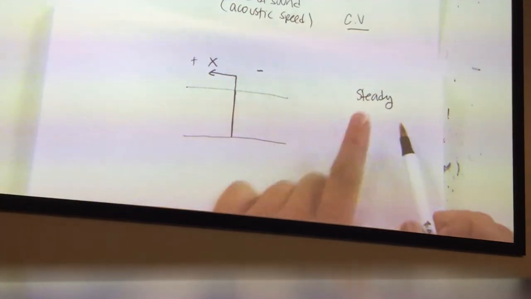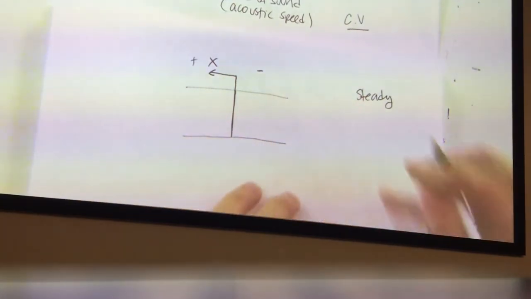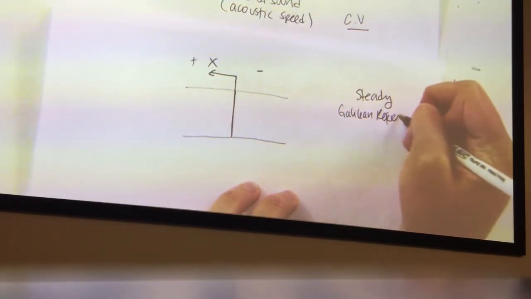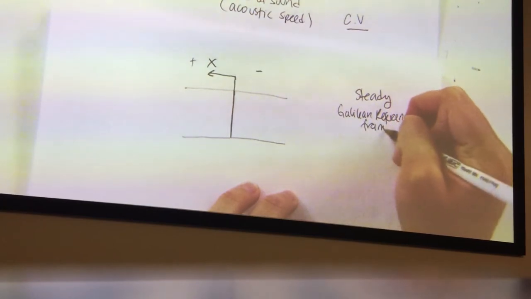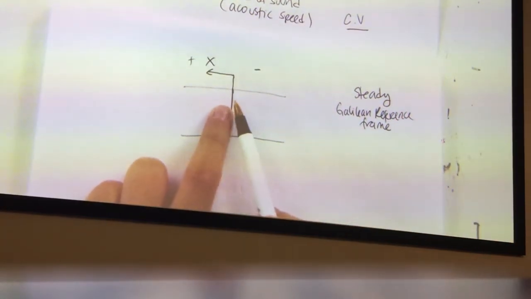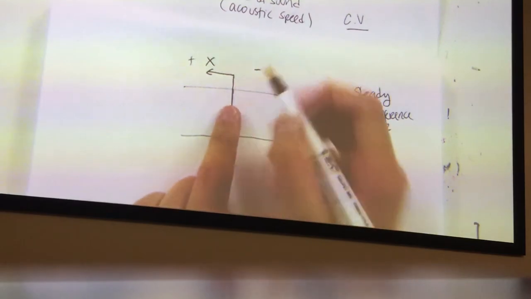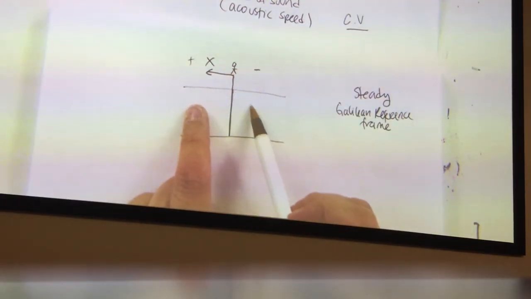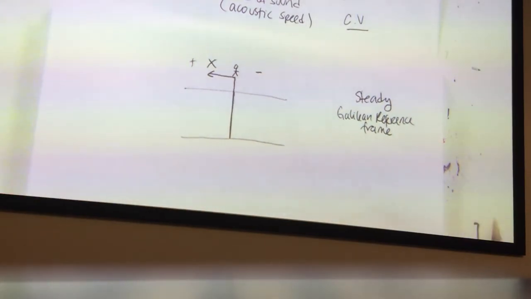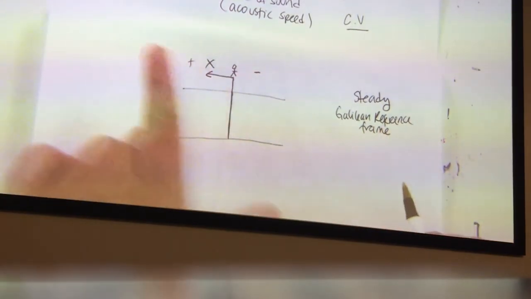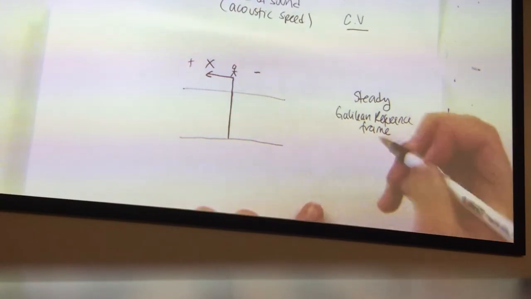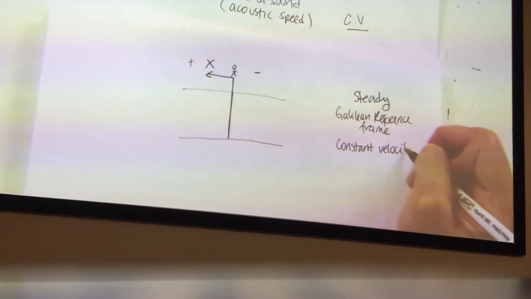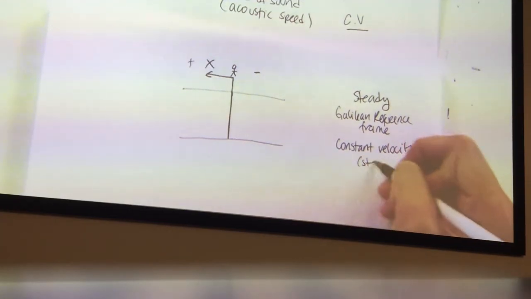Now, by doing this, we have a steady problem. Basically, what we're doing here is using a reference frame. Basically, we're saying we're just moving with what's moving. So if we're standing on top of the wave, to us the wave is stationary and everything else is moving. And by doing this, we're also moving with constant velocity. We're not really accelerating, so we can treat this as steady.